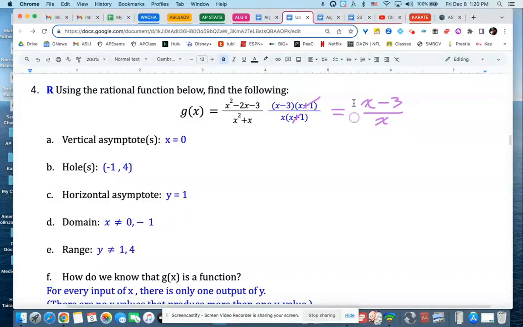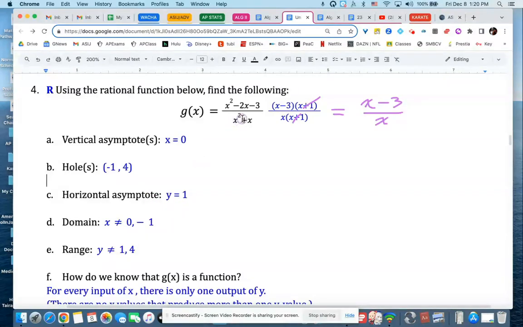Okay, next up, I can look at this and say, where is the bottom 0? Wherever the bottom is 0, you're going to get a vertical asymptote. So this vertical asymptote comes from that being 0. All right? Now, it's not just a number, it's an equation. If it's vertical, it's going to be x equals something, right? X equals some number. So make sure you write it as x equals 0. And that comes from the bottom.